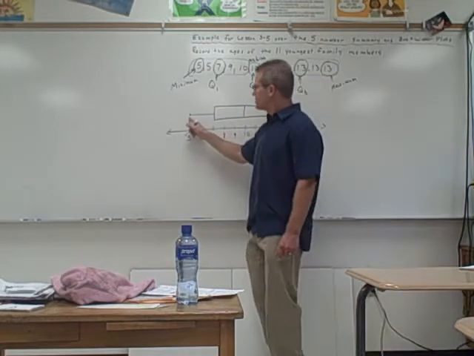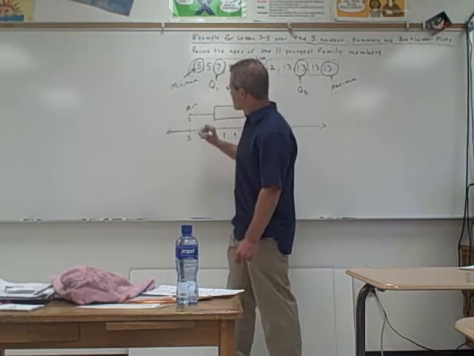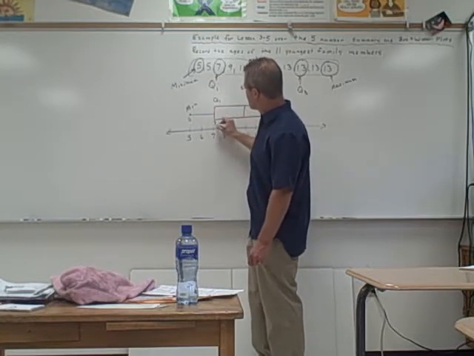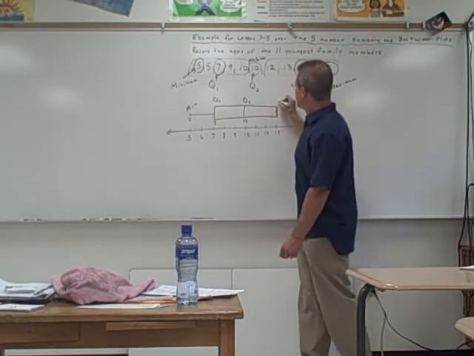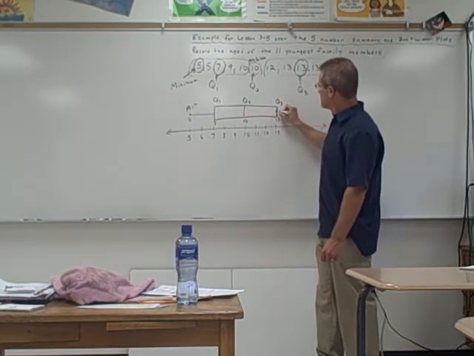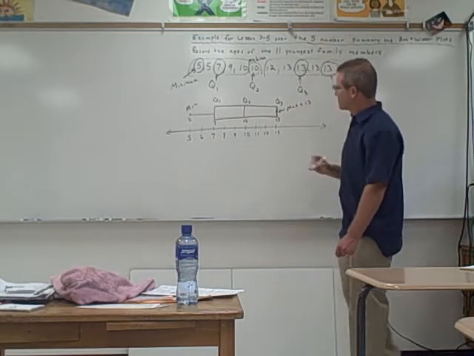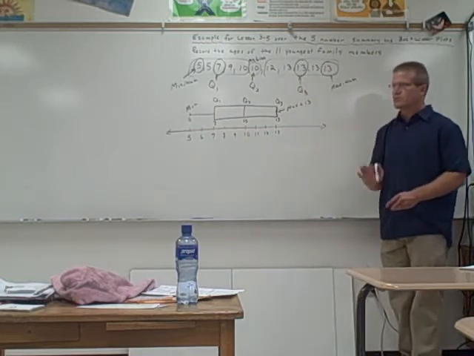So this dot represents your minimum. And you can write it next to it like that if you want. This is your Q1, which is 7. This is your Q2 or your median, which is 10. This is your Q3, which is 13. And that's your max, which is also 13. Okay, but you do need to draw a number line underneath of it and keep things spaced equally.